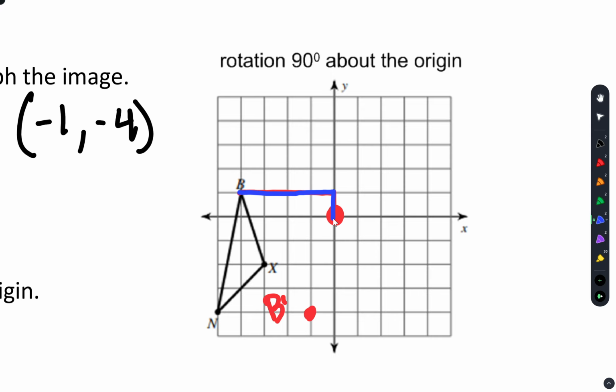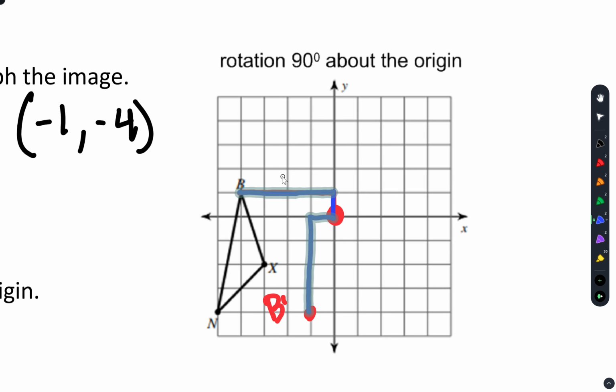Do we see that? Now, if I take that shape, that little L shape that I just drew, and I rotate that L shape 90 degrees counterclockwise, look at what happens. I get to B prime. And I can do that for X and for N as well.